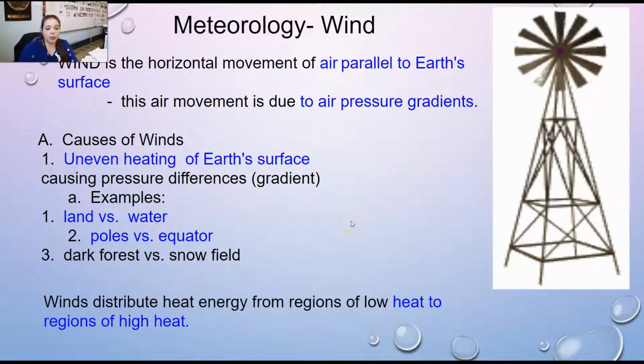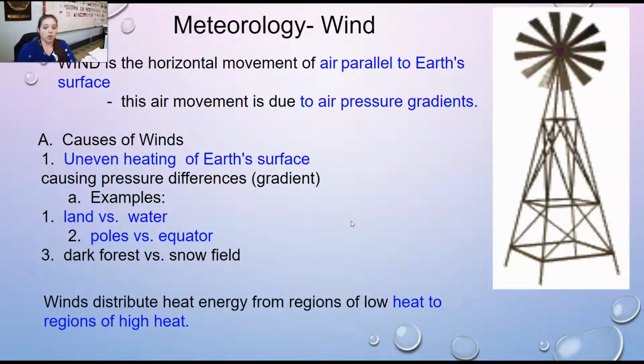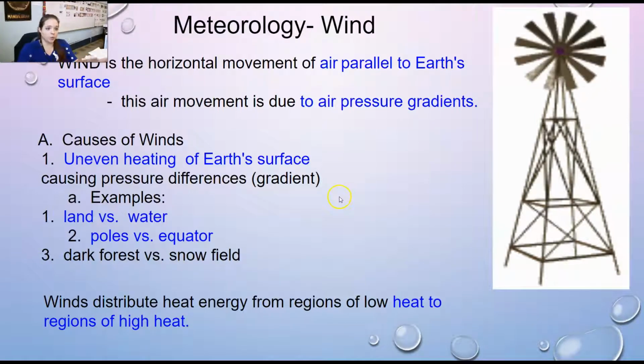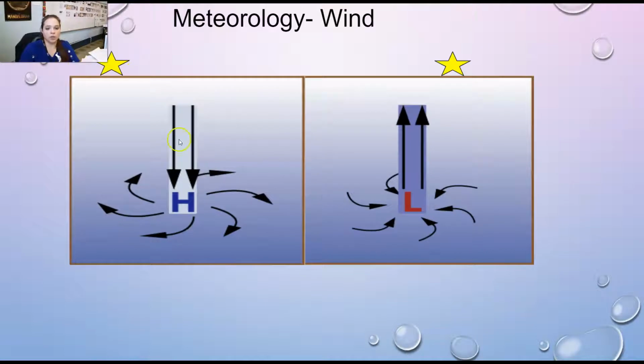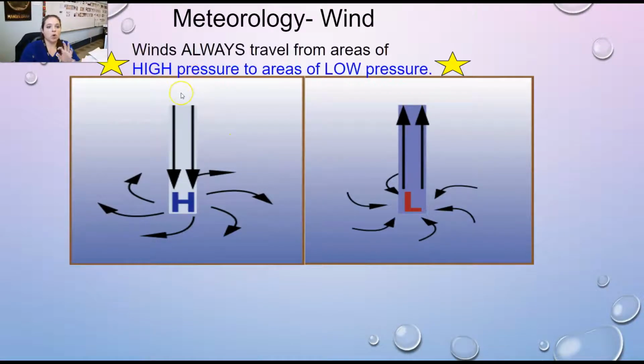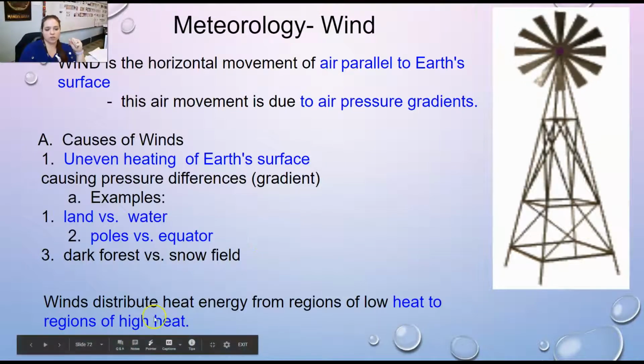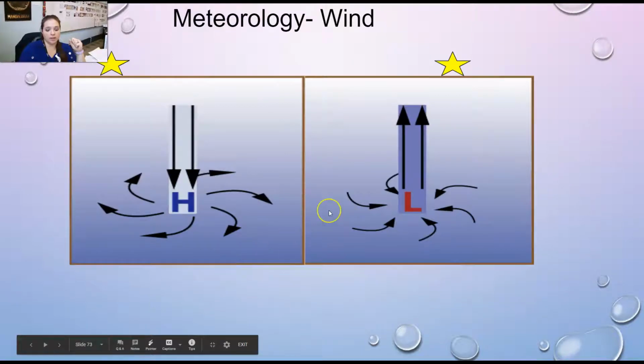So winds distribute heat energy from regions of low heat to regions of high heat. So that goes from lows to highs. Keep that in mind. All right, so now we're looking at this. Winds always travel from areas of high pressure to low pressure. Now, didn't you just say it goes from low temperatures to high temperatures? Well, let's see. From regions of low heat to high heat.